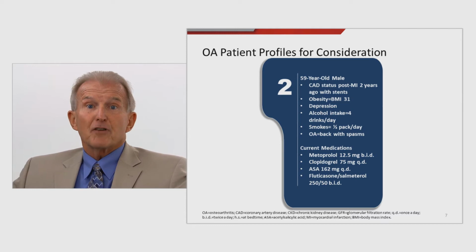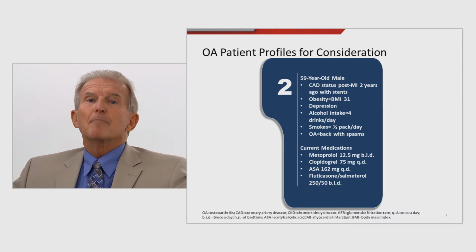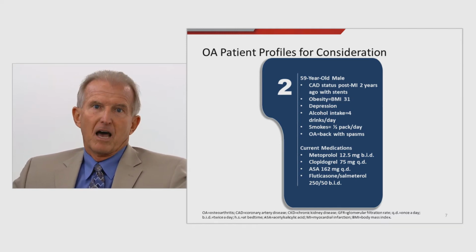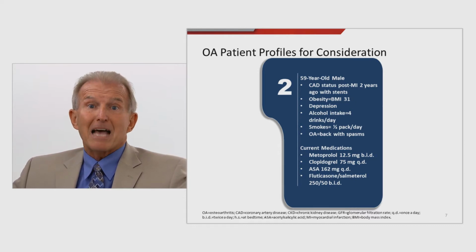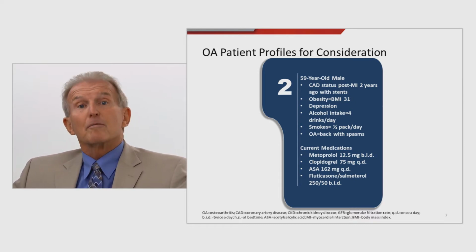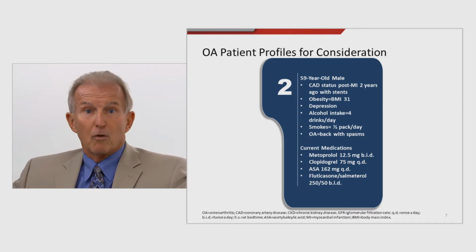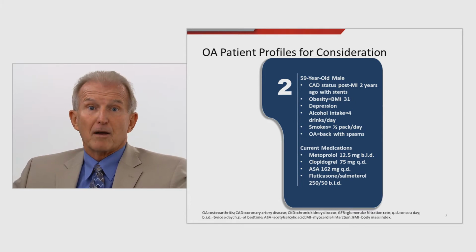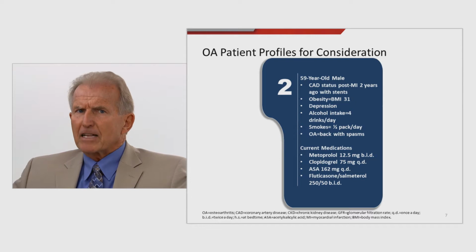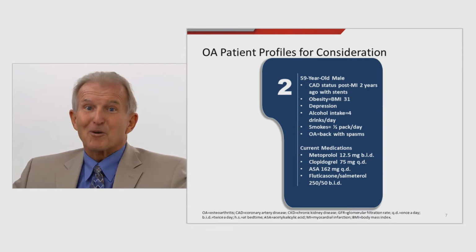The main reason he's come to your office today is, "Doc, my back is killing me. I've got pain there and I seem to have spasms at times." His current medications include metoprolol 12.5 milligrams twice a day, clopidogrel 75 milligrams a day, 162 milligrams of aspirin a day, and fluticasone salmeterol 250/50 1 puff twice a day. So how are we going to effectively and safely manage pain in these patients? Well, that's what we're here today to learn.